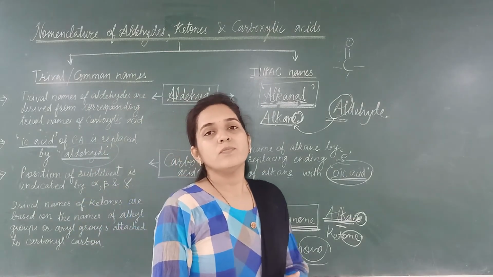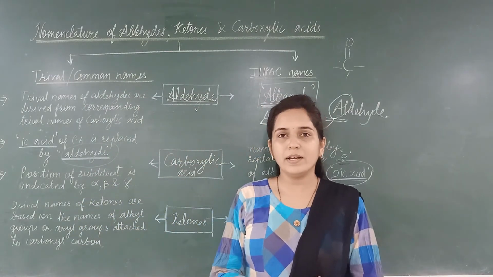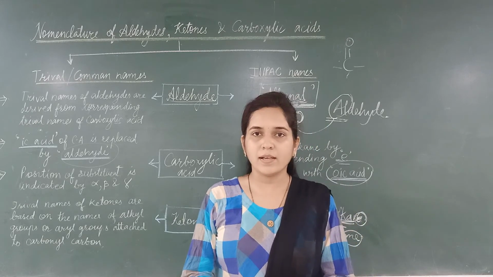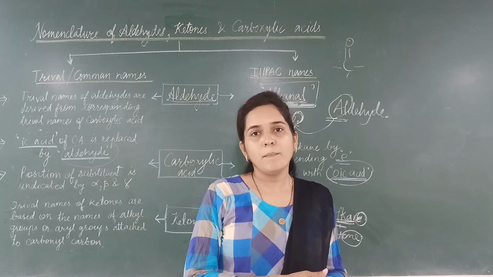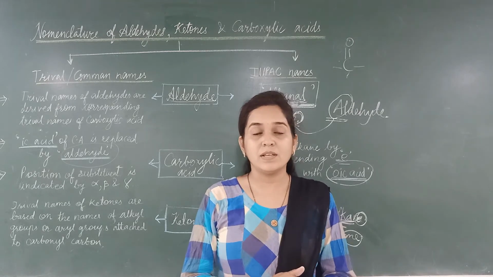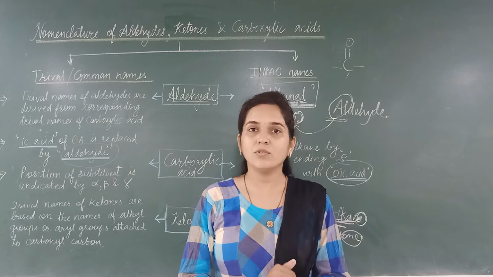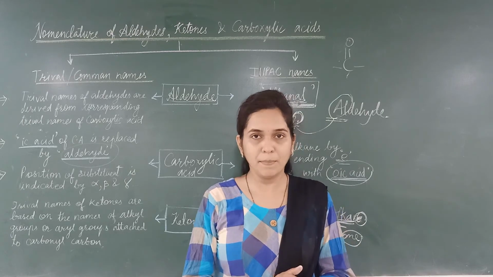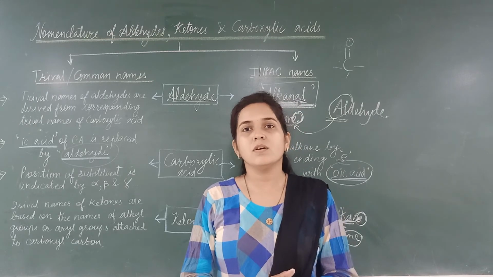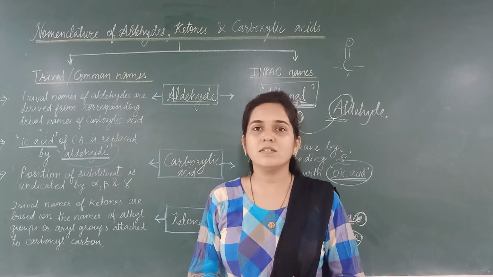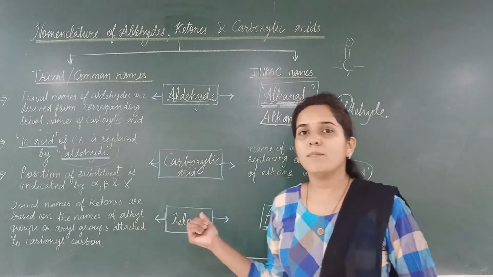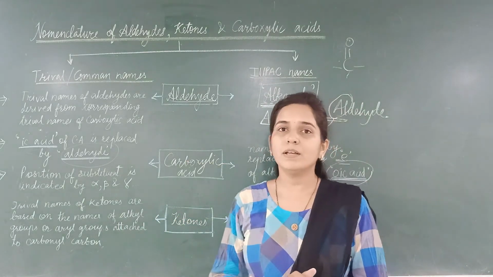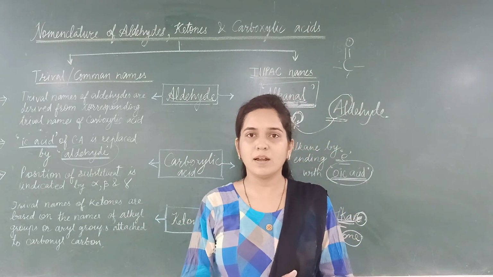In the next video, we'll see some examples of aldehydes, ketones and carboxylic acids, in which we'll discuss their common names and IUPAC names, that is, how to write the common names and the IUPAC names of the given compounds. There are some rules which I have already discussed in the previous video, but in the next video we'll see more about the IUPAC and common names, that is the trivial names, of aldehydes, ketones and carboxylic acids.